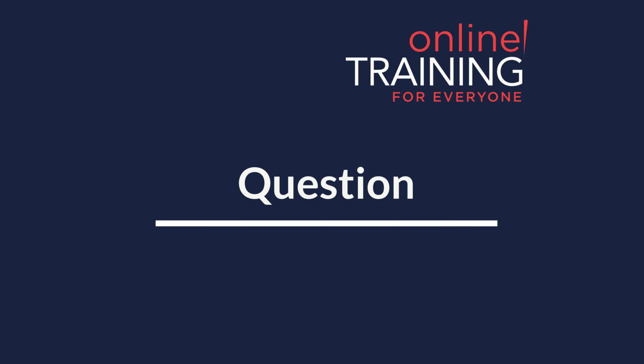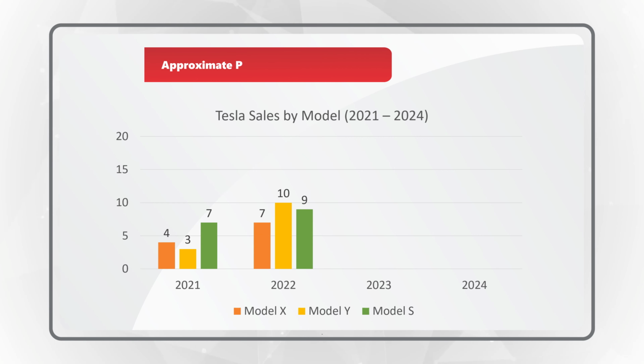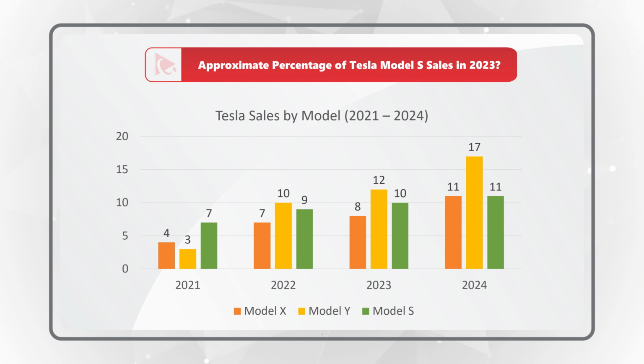And now, I think it's an excellent time for you to try your skills to see if you can solve the challenge. You need to determine the approximate percentage of Tesla Model S sales in 2023. You're presented with the chart that shows sales by model between the period of 2021 and 2024, and you have 4 different choices. Choice A, 20%, choice B, 27%, choice C, 33%, and then choice D, 40%.